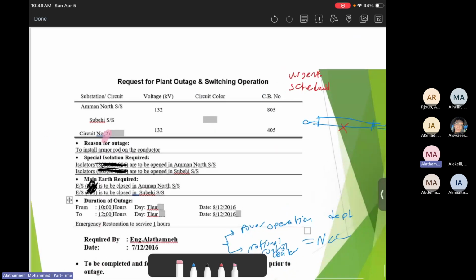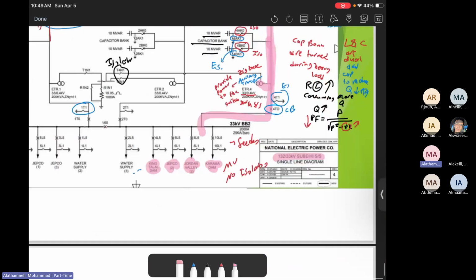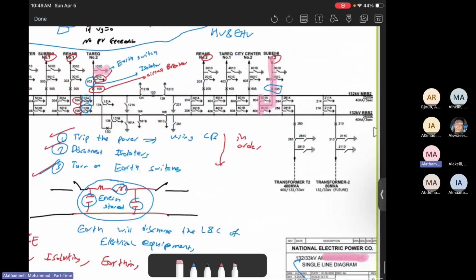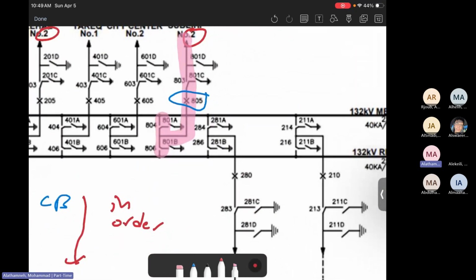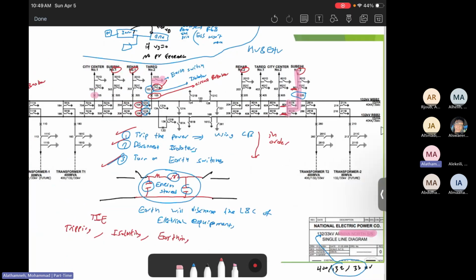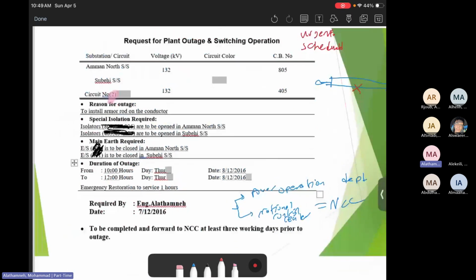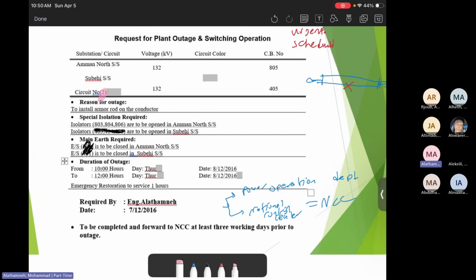Now, we are done with the circuit breakers. Let's go to the isolators. Let's go to Amman North first. The isolators associated with Amman North are basically 803, 804, 806, no more, while the rest are earth switches. So it will be 803, 804, 806.